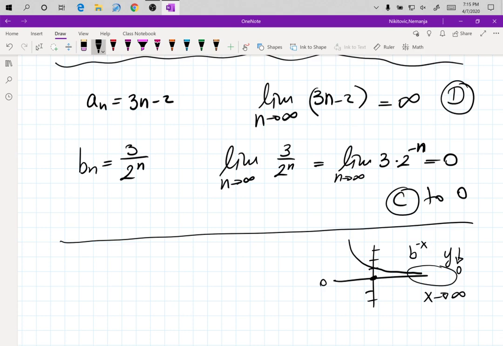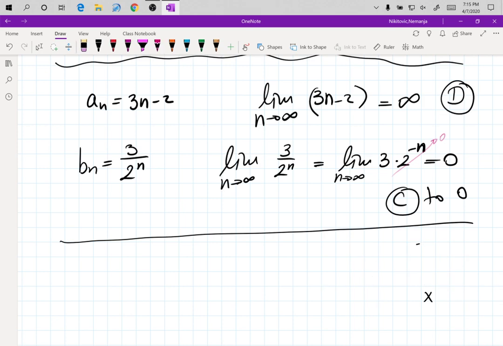So that's why this part is 0, and then times 3 is still 0. It goes to 0, right? It's not equal to 0, it goes to 0. Okay, cool. Now, I'm just going to drop these words in here.